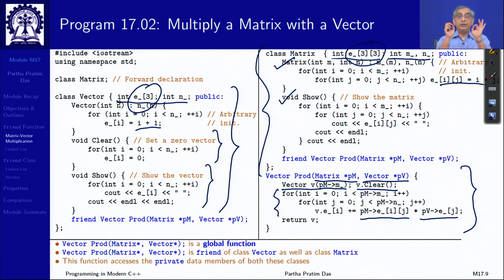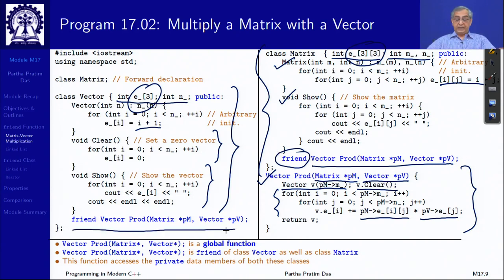So, that is where the concept of friend comes very handy. So, what I say is that this is a global function, let it be a global function, it is not a part of anyone, but I include the prototype of that with a friend keyword in matrix, and I do the same thing in vector. So, vector says that prod function is my friend, matrix says prod function is my friend. Since vector says this, any access from PV to the private members will be permitted. Since matrix is a friend, any access from PM to the private members would be permitted, done, and this code will perfectly run.